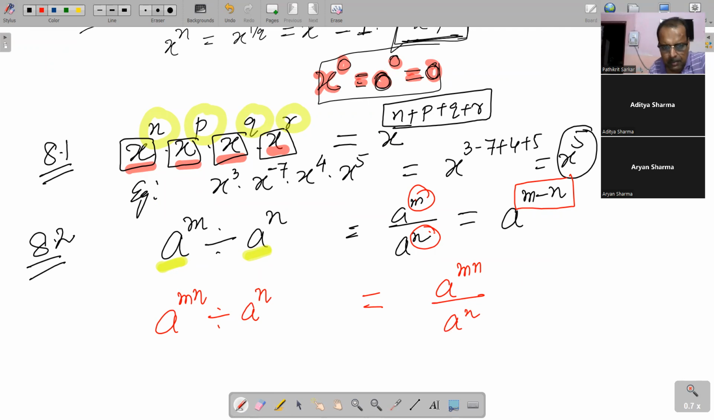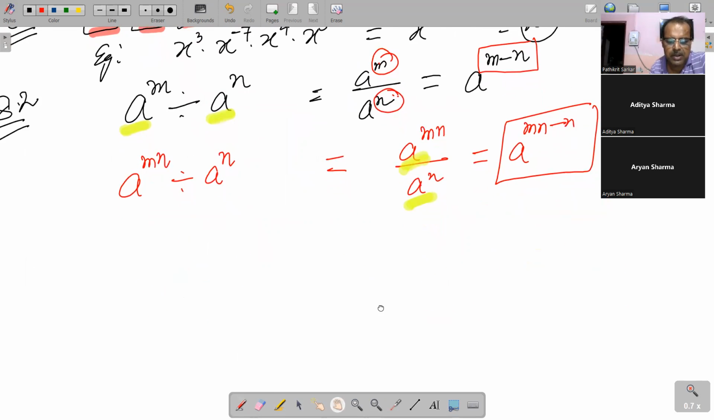Now we know if the base is the same, that means here the base is a in both cases. So we will simply subtract the exponents. That means a to the power m minus n. So this will be the answer, and this is the way we used to represent it.